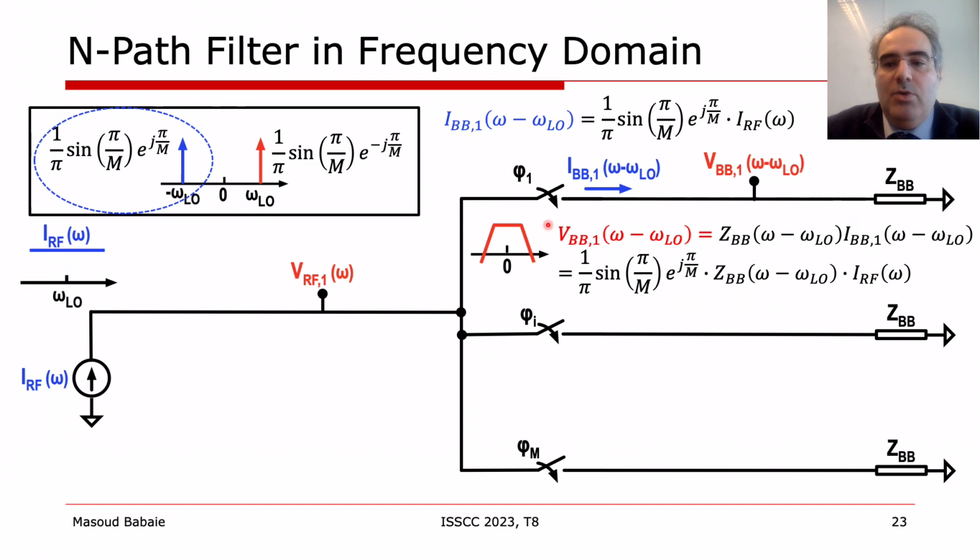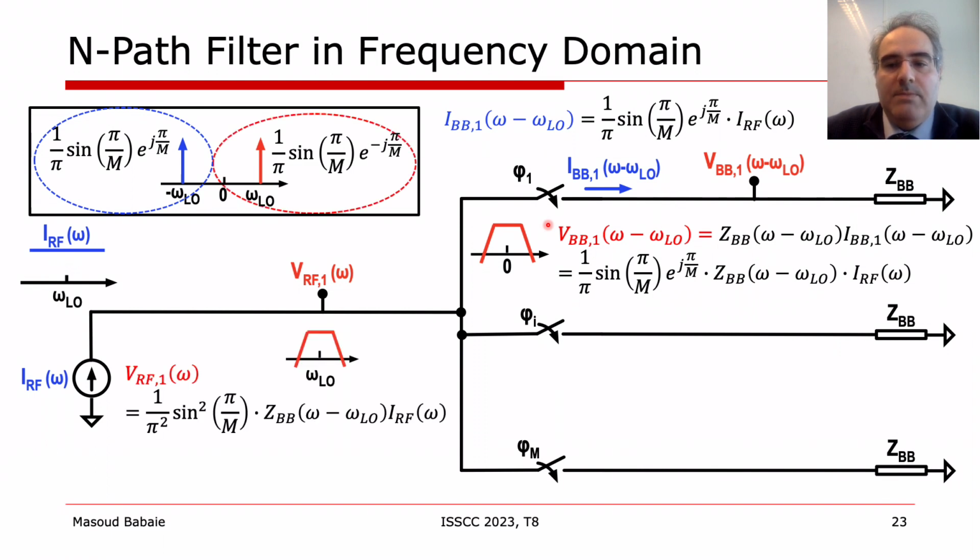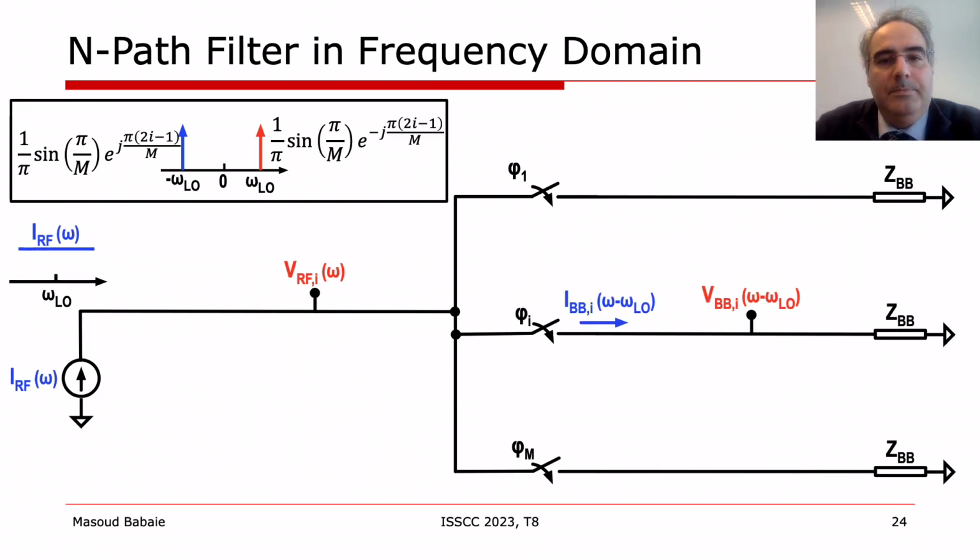Since there is no isolation between the mixer ports, the baseband voltage is mixed back with the positive sideband of the first LO phase and generates a bandpass shaped voltage at the RF node, which can be calculated with this equation. It is related to 1 over pi squared times sine squared of pi over m, an upconverted version of the baseband impedance. In a similar fashion, we can also do the same exercise for the other branches.